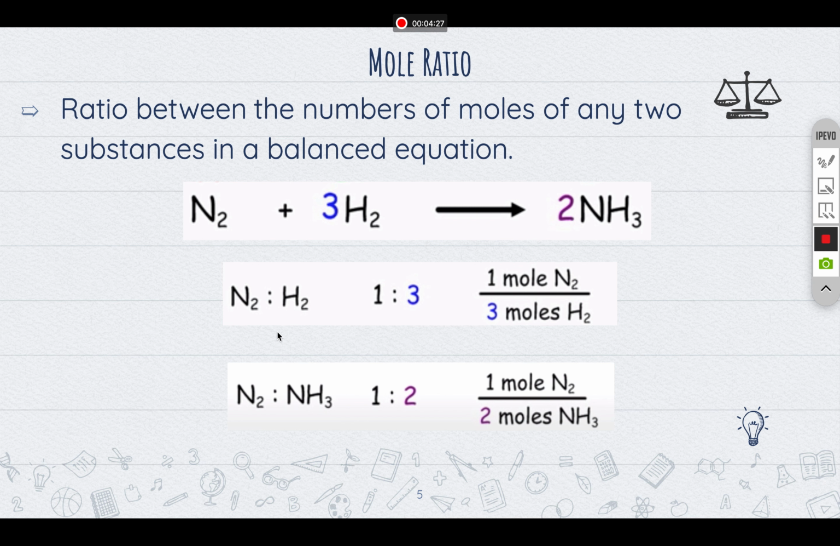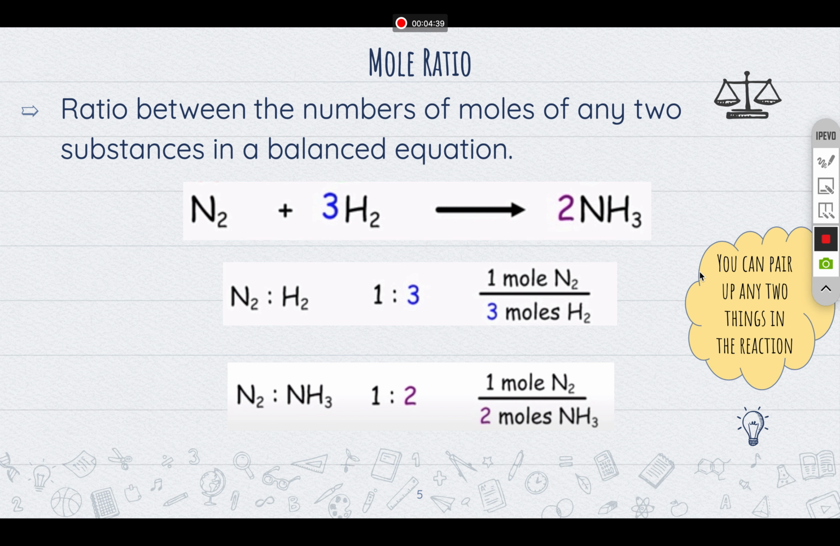Okay, so you could also compare nitrogen with ammonia, right? There's 1 of these for every 2 of these, so you could put that into a ratio as well. Okay, and this is not shown here, but you could also compare this and this. So you could essentially compare any 2 things in a balanced chemical reaction, depending on what the problem is asking you. The problem is going to give you information on one and ask you to find the other.